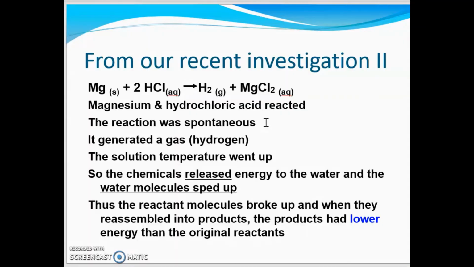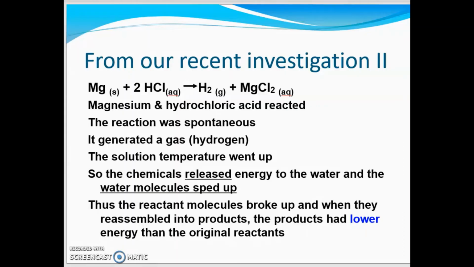But when we look at our data, we find that the solution temperature went up, which means the surrounding water molecules, because remember, we are always measuring the surroundings, sped up, because the system, the chemicals, released energy to the water. Which means the reactant molecules broke up, and in this case, they must have formed something that had lower energy than the original reactants.